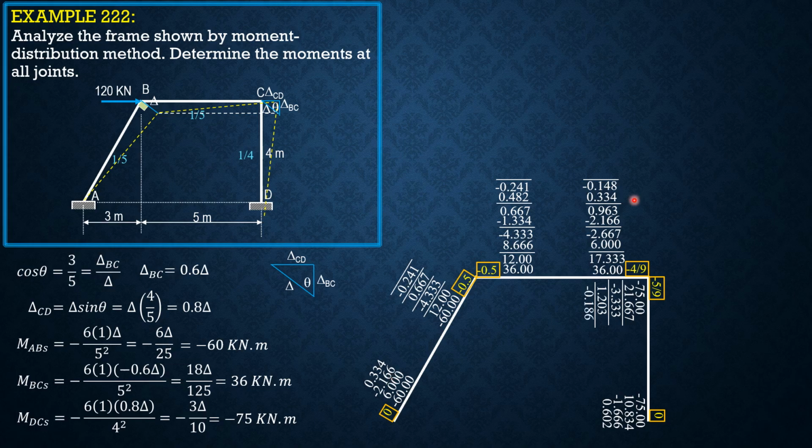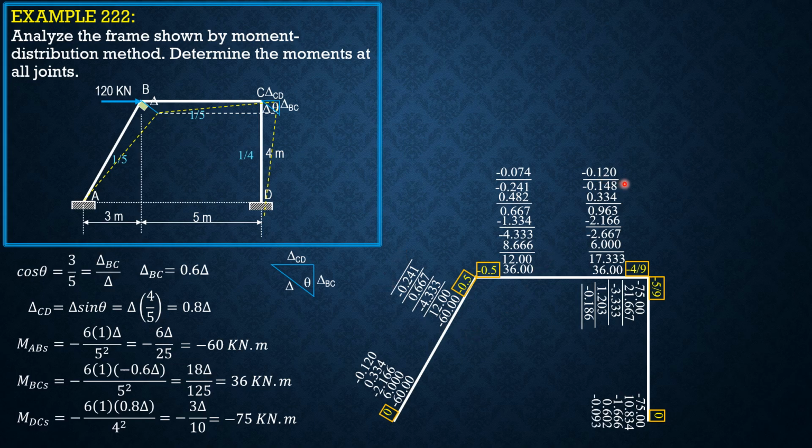Half of negative 0.148, negative 0.074. Half of negative 0.241 is negative 0.120. Then 0 here. Half of negative 0.186 is negative 0.093. Negative 0.074 times negative 0.5 is 0.037 lakh. Then 0.037 here, lakh.